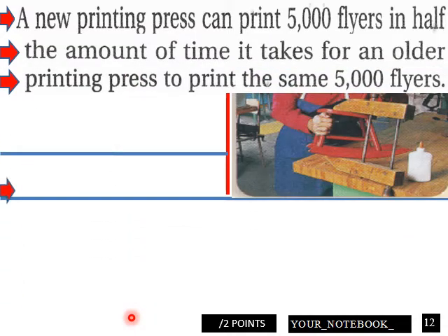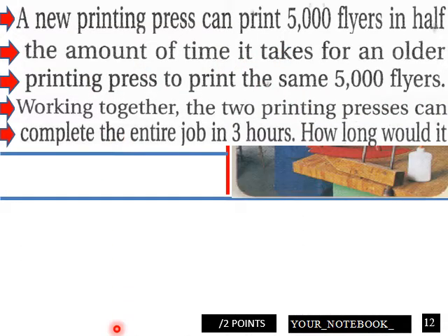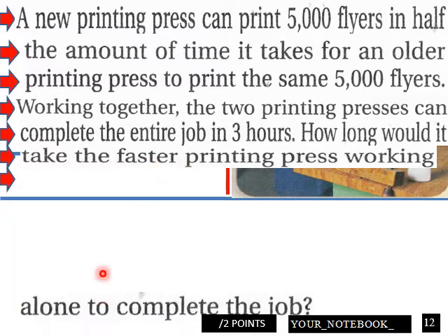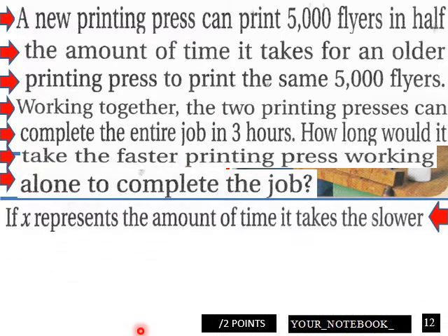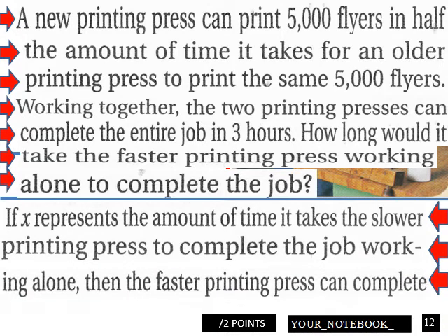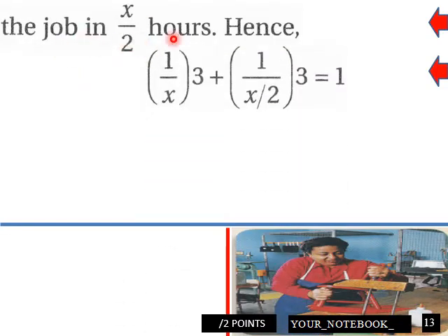A new printing press can print 5,000 flyers in half the amount of time it takes an older printing press to print the same 5,000 flyers. Working together, the two printing presses can complete the entire job in 3 hours. How long would it take the faster printing press working alone to complete the job? If x represents the amount of time it takes the slower printing press to complete the job alone, then the faster press completes the job in x over 2 hours.